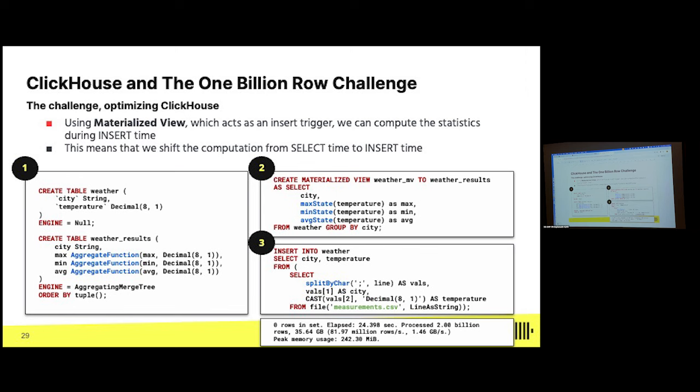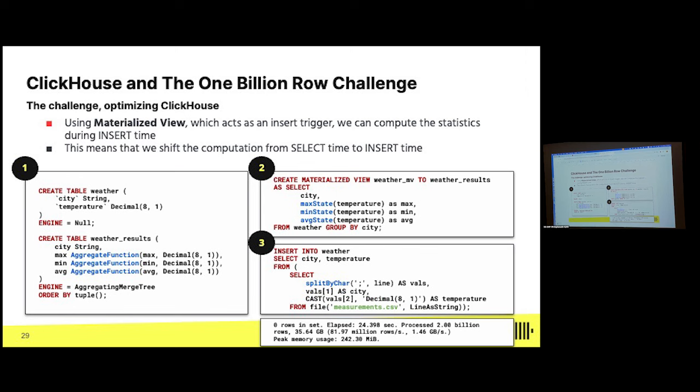So in ClickHouse, there are many ways to optimize the query. One popular way is to make use of a materialized view. So a materialized view, Johnny has mentioned before, is an insert trigger. What happens is that it will watch over a base table. So when you insert data into the base table, the computation is done at insert time. So let's take a look, right?